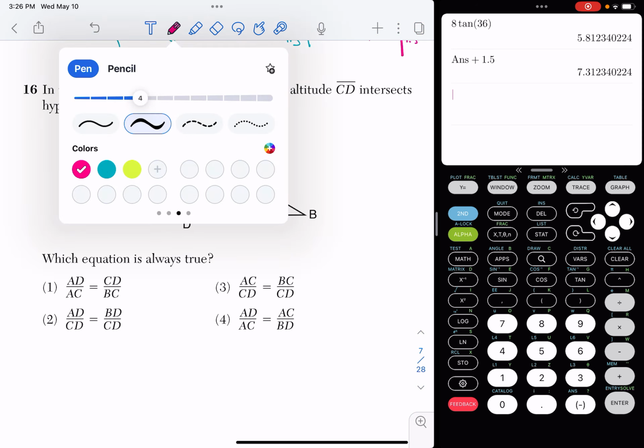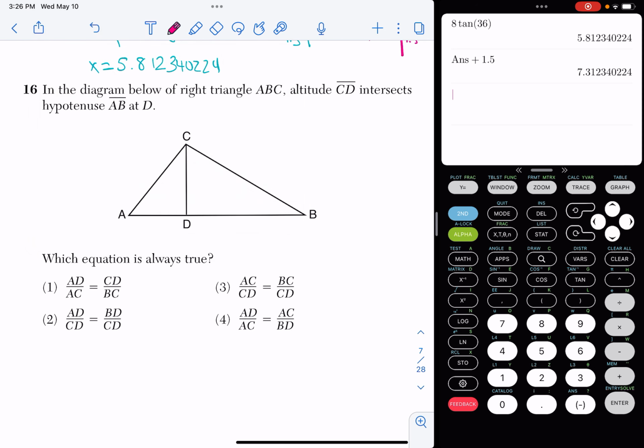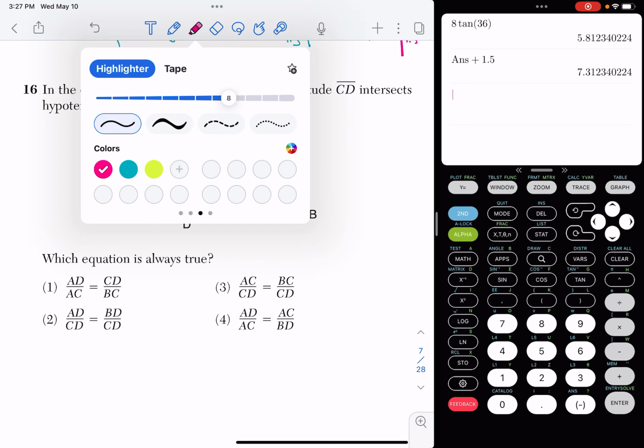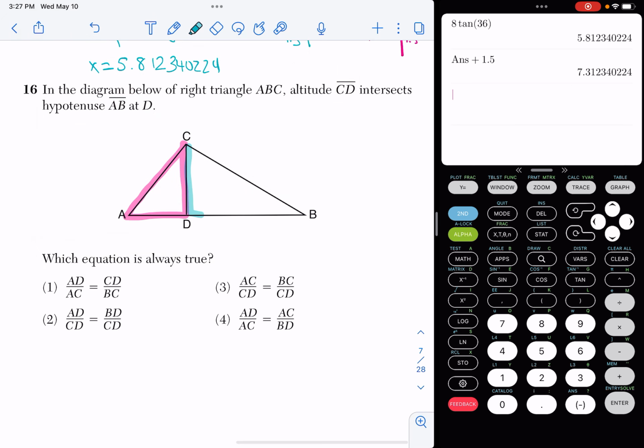In 16, we are given right triangle ABC. We have altitude CD intersects hypotenuse AB at D. Which equation is always true? What I'm going to do is look at this picture. There are really 3 right triangles in this picture. There's this one in pink, there's this one in blue, and there's this big one in green.